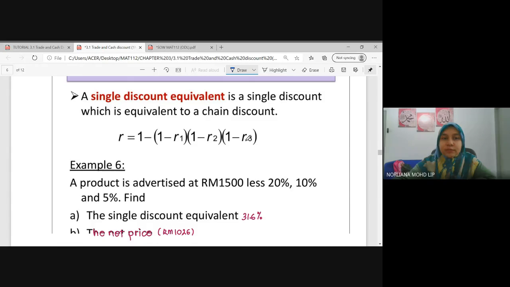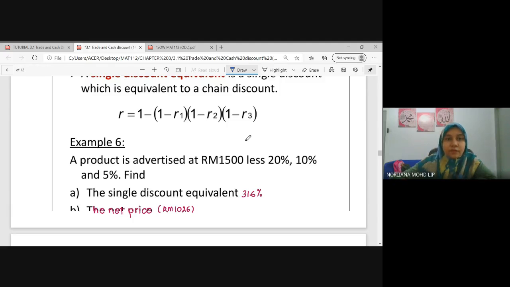Okay, look at this example 6. A product is advertised at RM1,500, less 20%, 10% and 5%. Find the single discount equivalent. It means they want to know the total percentage of the 20%, 10% and 5%. You cannot directly add them. If we add, we get 35%, which is wrong. So we can use this formula.